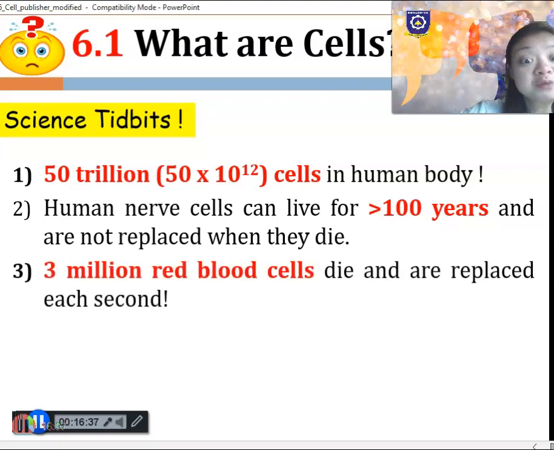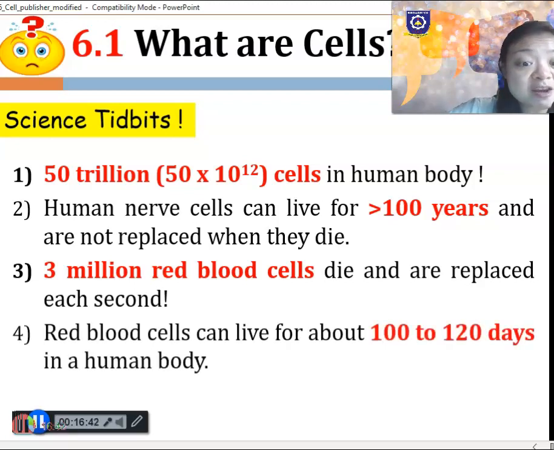All right, and you have 3 million red blood cells, and these are replaced each second, and every single red blood cell can only live for about 100 to 120 days. That means it's about a total of only 3 to 4 months. And if you think about it, if they only live for 3 to 4 months, every 3 to 4 months you need to produce new red blood cells, and that's why the human body is such an amazing machine, because it's able to produce new cells every minute. All right, especially your red blood cells.